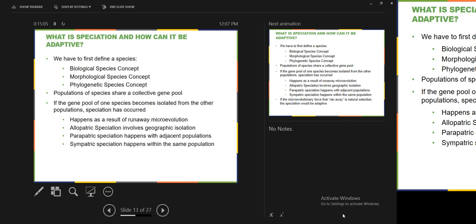And then the last one is sympatric, the same land. And so this is basically speciation happening within the same population. It is extremely rare to find cases of sympatric speciation, which makes sense, because if they're in the same geographic area, they should be reproducing randomly. Okay? The only time you see this happen is when there's an enormously powerful sexual selective force.